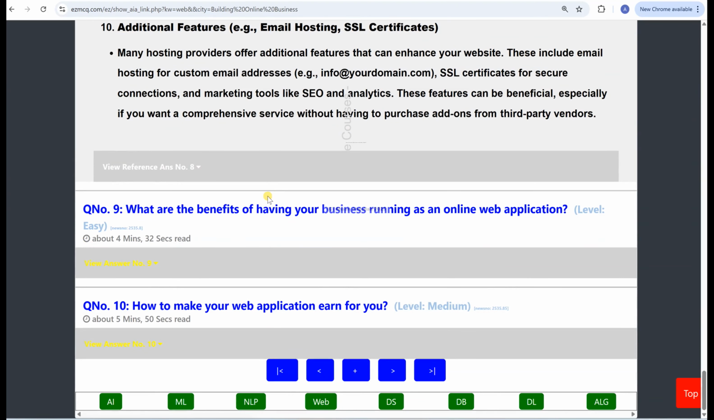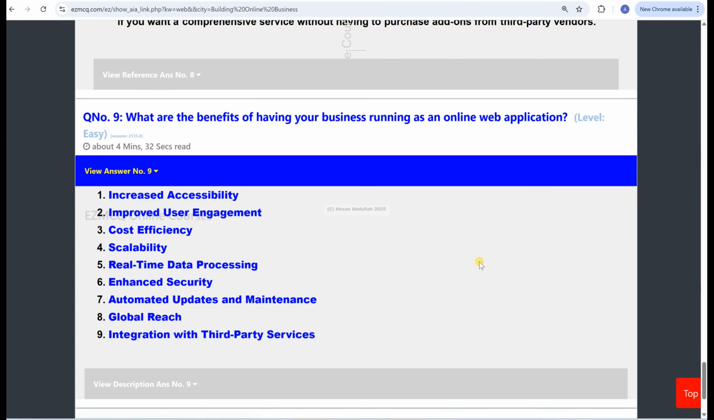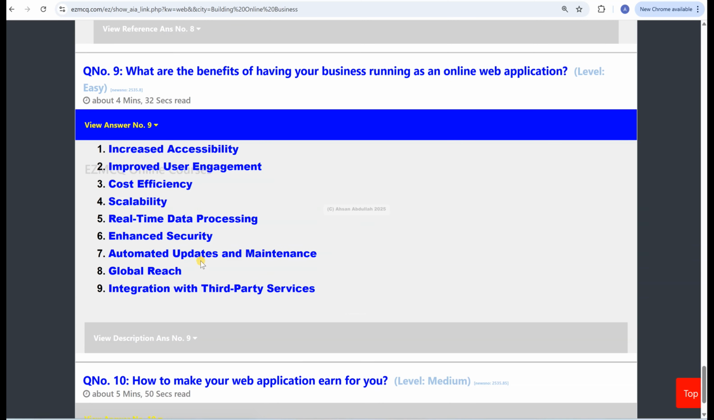And then, what are the benefits of having your business running as an online web application? Your business, or the business of your employer. Increased accessibility, it's not limited by certain days of the week or certain times. Improved user engagement, the user doesn't have to call or send emails, so you can engage them, and it's cost efficient. You don't have to spend a lot of money. It is scalable. Real-time data processing, people have a query, they search for something. Enhanced security, you can have multiple layers of security. Automated updates, global reach.